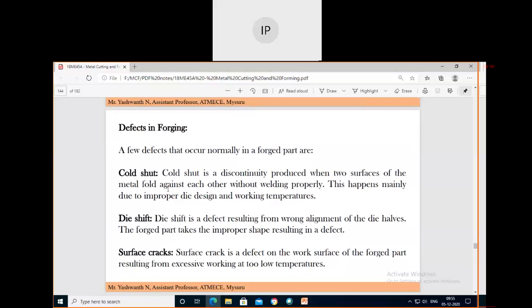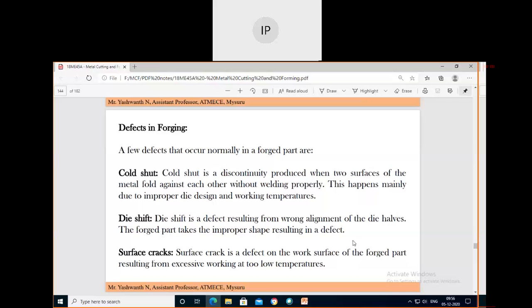Similarly, we have the die shift, a defect resulting from wrong alignment of the dies. If you do not arrange the dies properly, the upper die and lower die, that defect we call the die shift. Die shift is a defect resulting from wrong alignment of the die halves. The forged part takes an improper shape, resulting in the defect. If the die arrangement is not proper, it is not possible to apply the force uniformly on the surface of the workpiece.